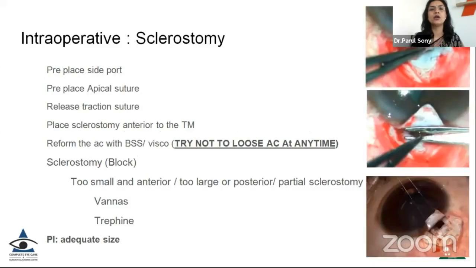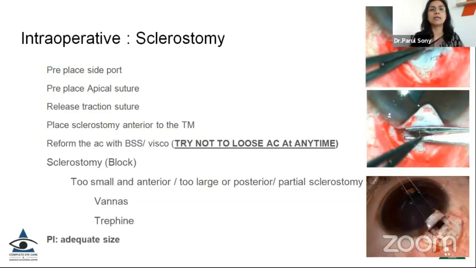Now, choosing a scleral flap, whether you want to do a triangular or a rectangular, is a personal choice. Avoid too thin or too thick a flap. Now, whenever you are trying to do a sclerostomy, as Dr. Das very clearly mentioned, it is very, very important that at no point in time you should lose the anterior chamber. Maintain the anterior chamber, maintain the desired pressure, so that the eye does not become hypotonous and there is no choroidal effusion on the table.